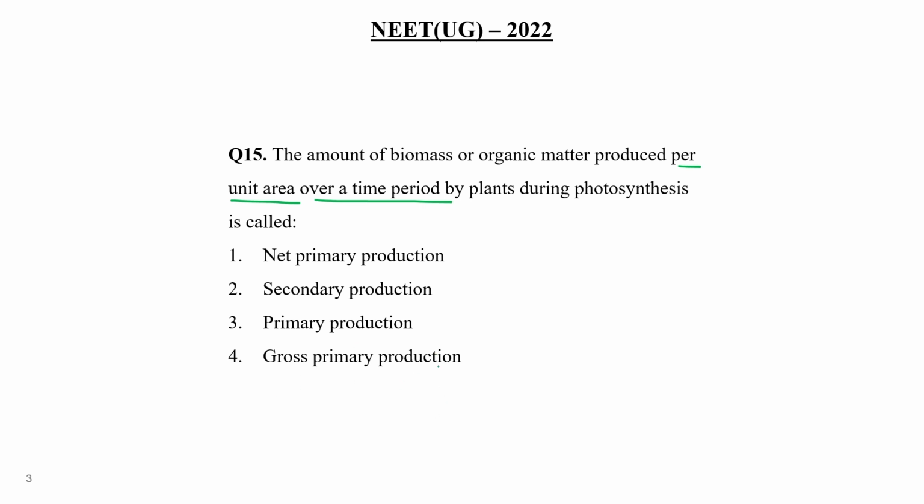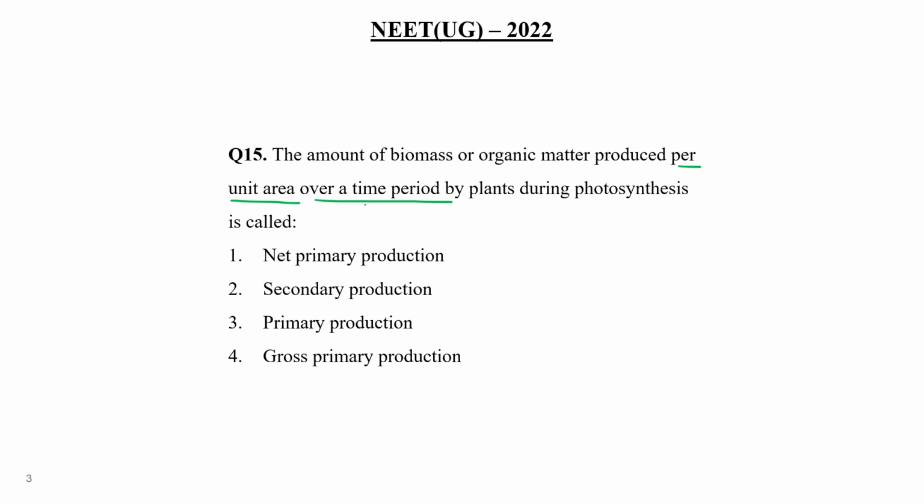Now, let's solve this question. What is gross primary production? Gross primary production means total biomass produced by the plant. Primary production is the total biomass produced over a specific period of time. Secondary production is produced by primary consumers. And net primary production: if we subtract respiratory loss from the gross primary production, the total biomass left for the consumer comes under net primary production.